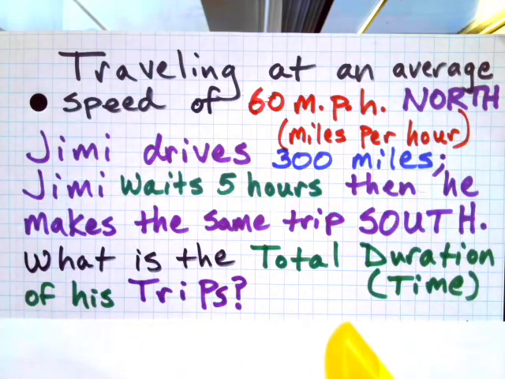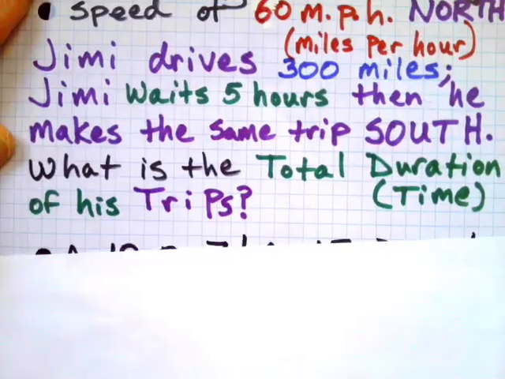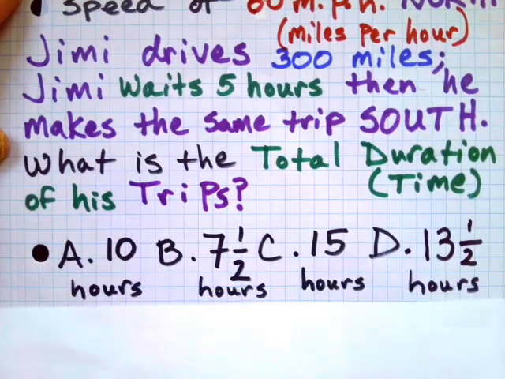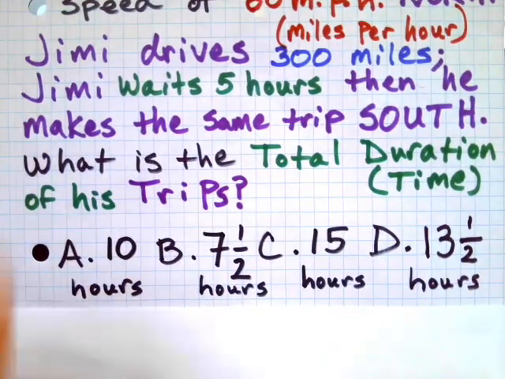The key here, I'll go through and answer this question a little later in part 3 of the videos. I wanted to introduce the question. Of course, here are the options. What's the total duration, the time? A, 10 hours, B, 7.5 hours, C, 15 hours, or D, 13.5 hours.